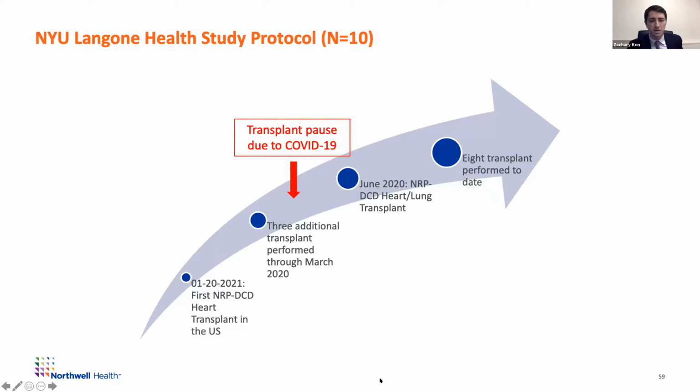This should be 2020, but in January of 2020, we did our first NRP, which was the first in the United States. Through March, we then did 3 additional. However, COVID certainly put a stop to all of our transplant efforts, but particularly clinical trials, of which this was supposed to be 10 patients.